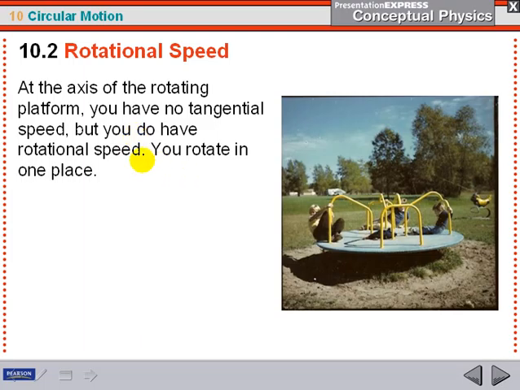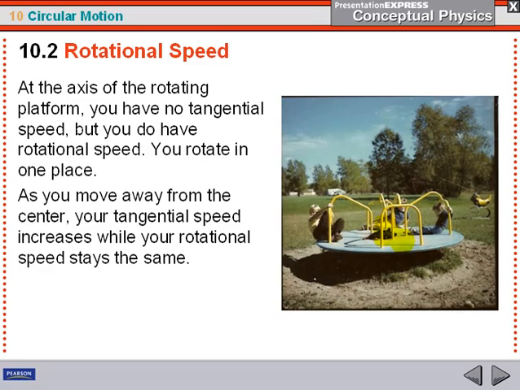In the center of a rotating platform like this, that child sitting right there doesn't have a tangential speed, they just rotate in one place, the axis is internal to them. Once you move away from the center, then your tangential speed increases while your rotational speed stays the same.